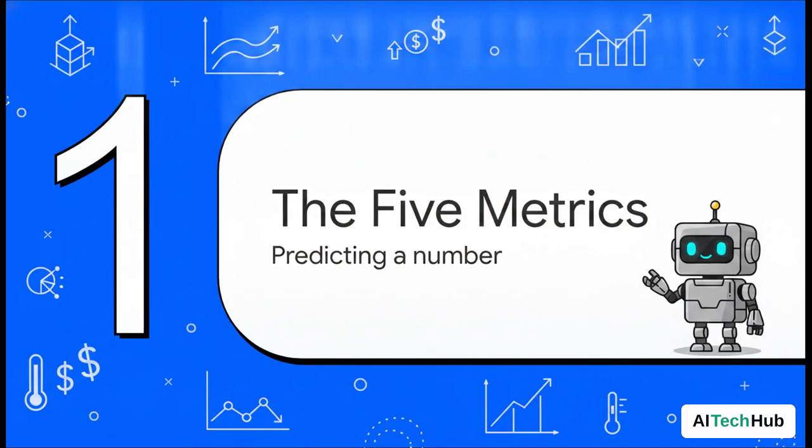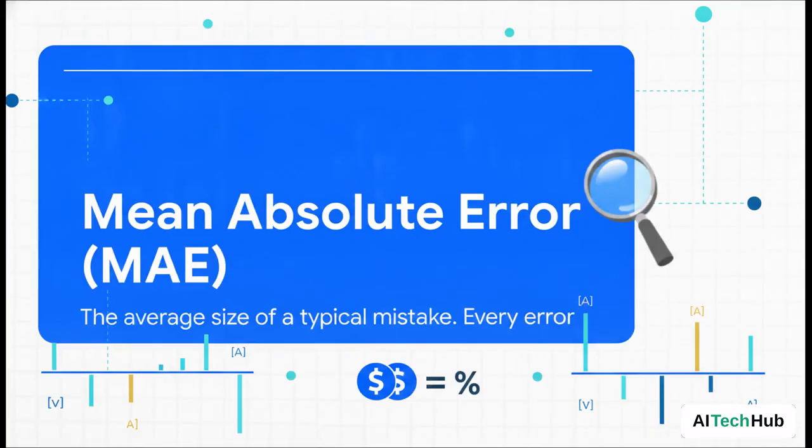Section 1. The 5 metrics. Predicting a number? Not a category. And hey, there's Techie from AI Tech Hub, bringing us our conceptual tool belt. Before we pull out the very first tool, keep one absolutely crucial point in mind. These are regression metrics. That means they're used when your model is trying to predict a specific number, like a price or maybe a temperature, not a category like spam or not spam.